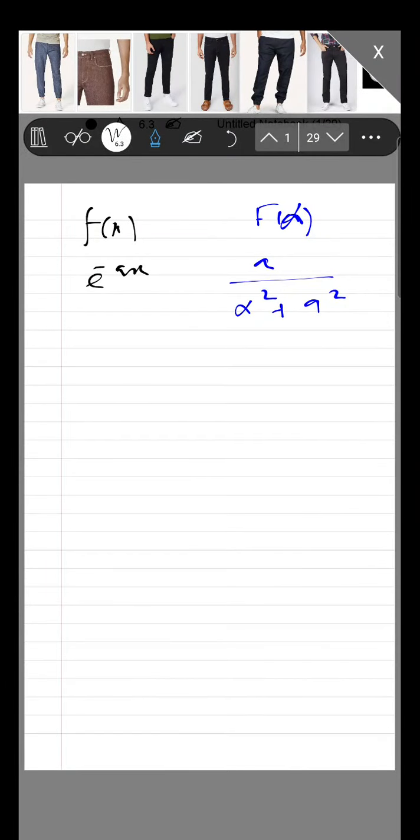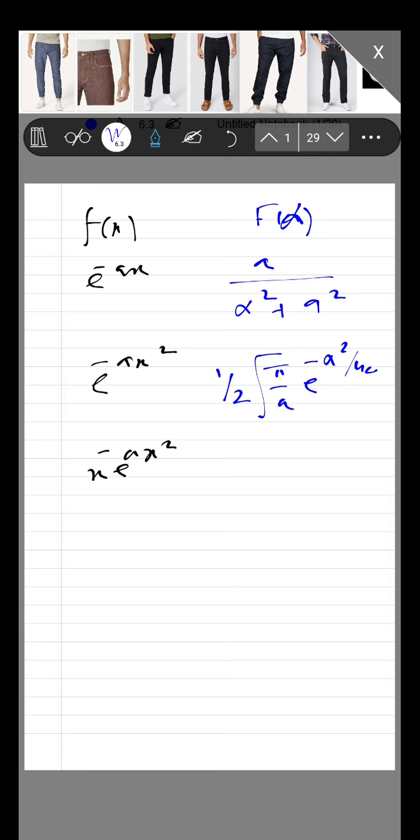And again, if it is e to the power minus a x square, and if it is x into e to the power minus a x square, then the corresponding F(alpha) value will be 1 by 2 root pi by a into e to the power minus alpha square by 4a, and root pi divided by 4a to the power 3 by 2, alpha into e to the power minus alpha square by 4a. So this is the Fourier transform.